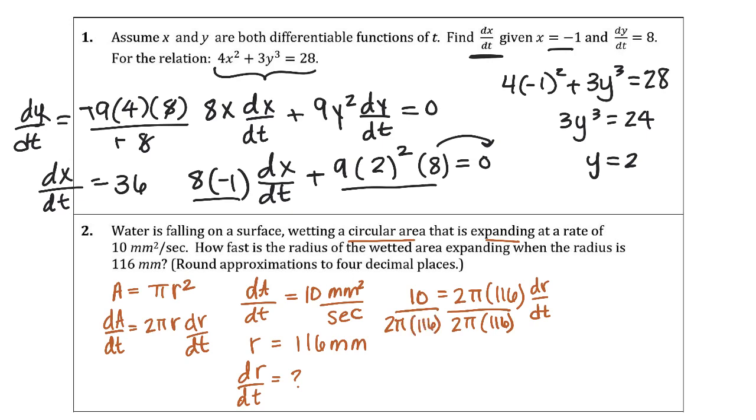And so reducing what we can, we see dr/dt is going to be equal to, and those will cancel, 5 over 116 pi. And then we need our units, and we can either work through those units or we can go back and look up in the problem, and we see it's going to be millimeters per second.